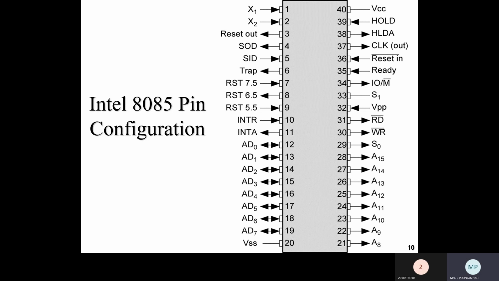Then we have hold and hold acknowledgement. This is required for DMA operation, when we want to do direct memory access. So there we require hold and hold acknowledgement lines. Then these are SOD and SID, serial output data and serial input data. These are the lines to get the input and to pass the output serially. So these are the pins of 8085, right?